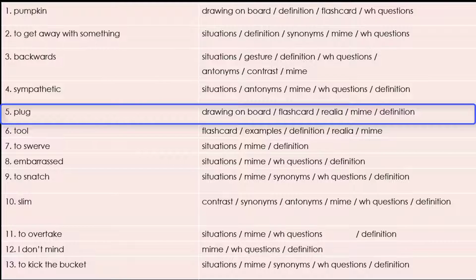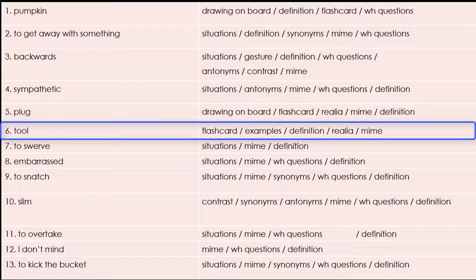Yeah, you could look at the word plug, and the simplest solution might be to draw it on the board or have a flashcard or bring in a plug or point to one in the classroom. Mime plugging something into the wall or giving a definition of a plug. You could do the same with the word tool. You could use flashcards. You could bring in examples of tools in realia. You could use a definition. A tool is something that you use when you are working, and so on.